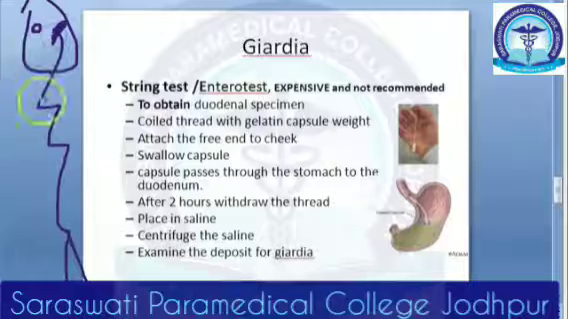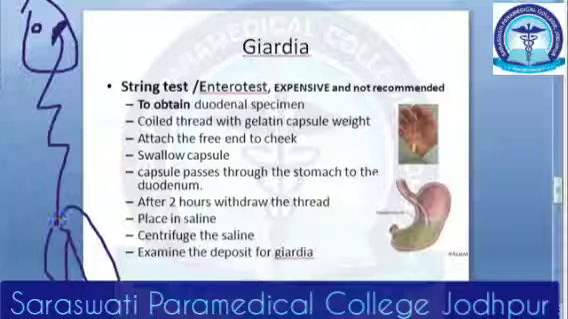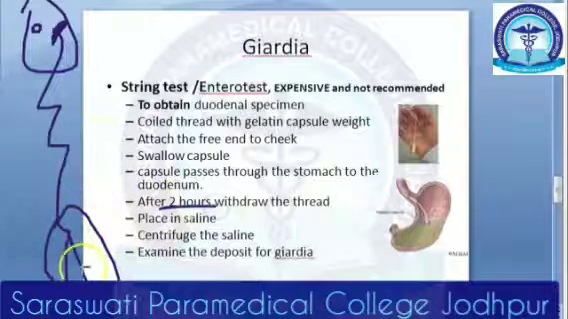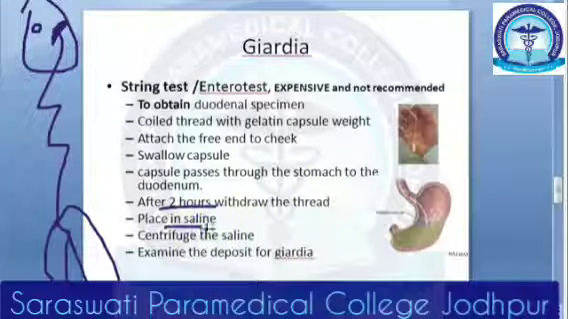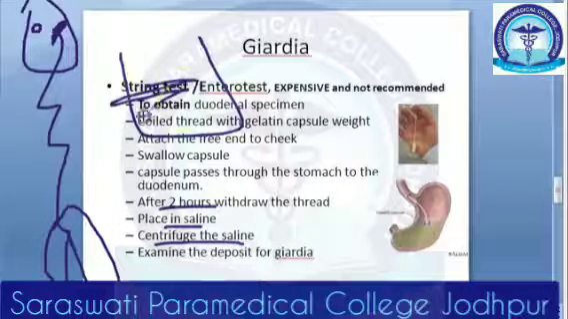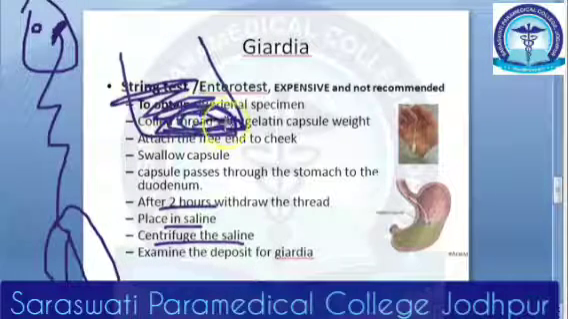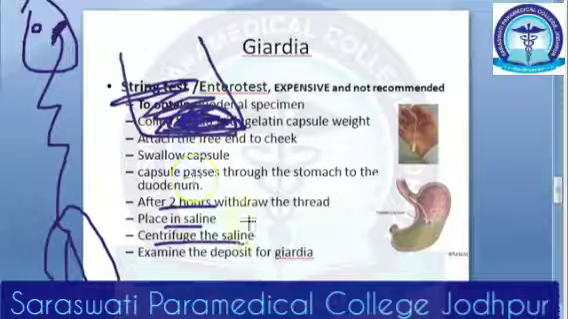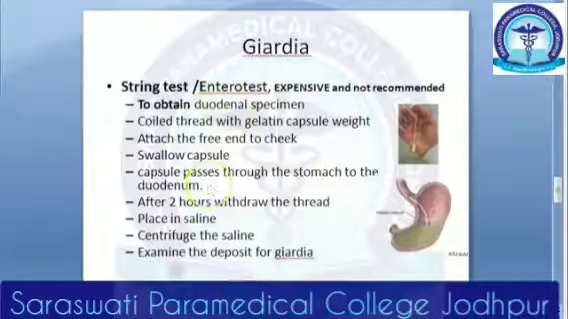He will swallow this gelatin capsule. It will go through the stomach and reach the duodenum. After 2 hours, they will withdraw the thread, so the gelatin capsule also comes up. Then they place it in saline and centrifuge the saline. Whatever deposit they get, they will observe for Giardia. Did you understand? So basically this is a technique to obtain the duodenal specimen.